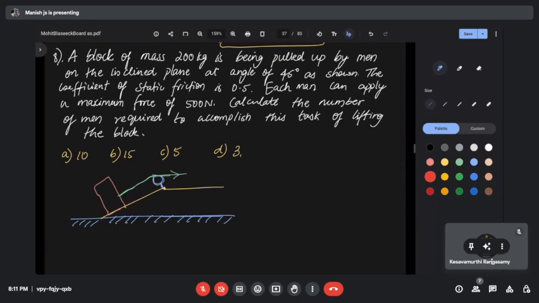Okay, இதுதான் ஃபிகர். அப்புறம் this angle is 45 degrees, angle of incline. சரிங்களா? இதுதான் question. So how many men are required to pull this? So that is the question.